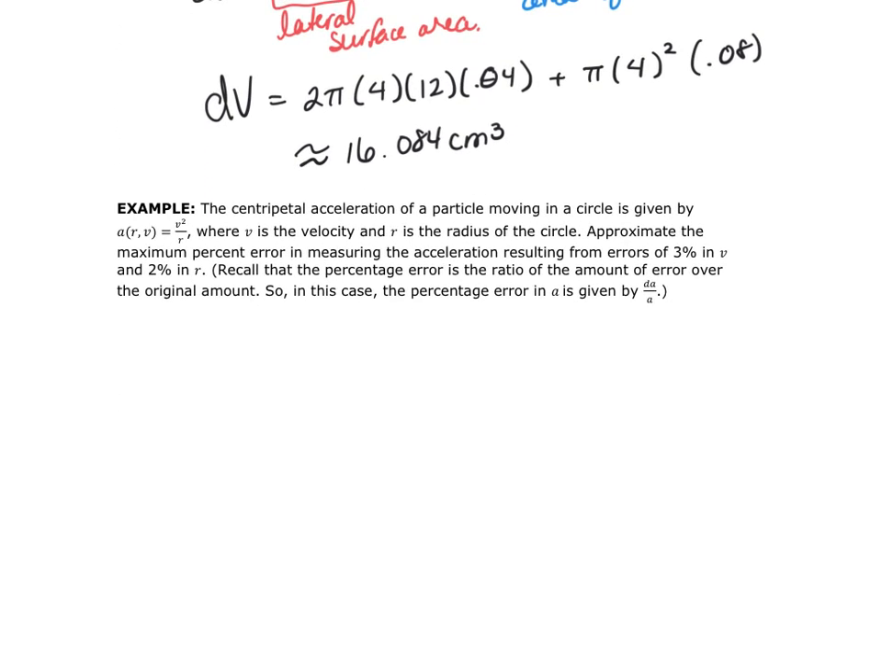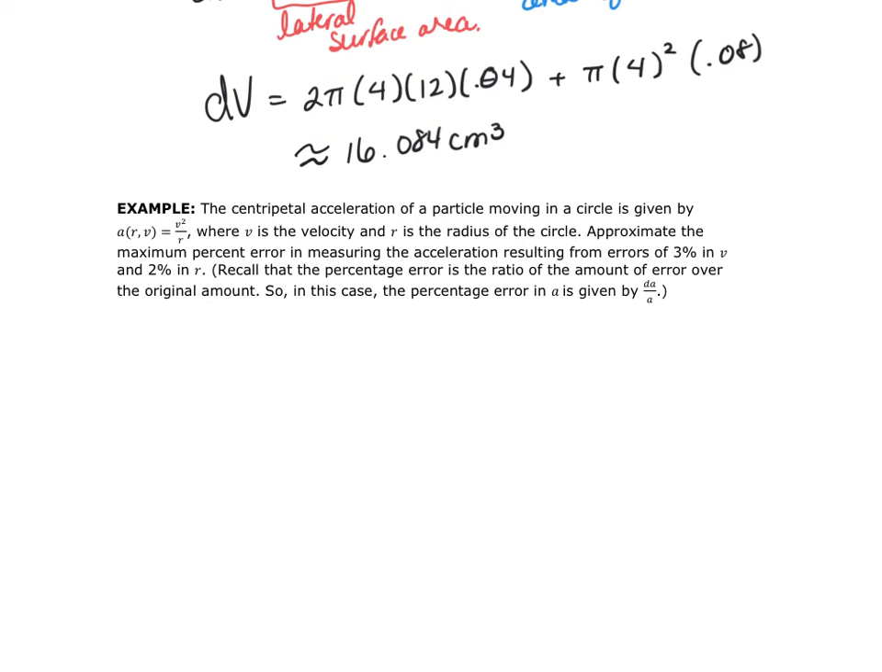Okay. The centripetal acceleration of a particle moving in a circle is given by this equation, where v is the velocity and r is the radius of the circle. Approximate the maximum percent error in measuring the acceleration using the errors of 13% in v and 2% in r. Recall the percentage error is the ratio of the amount of error over the original amount. So in this case, the percentage of error A is given by dA over A.